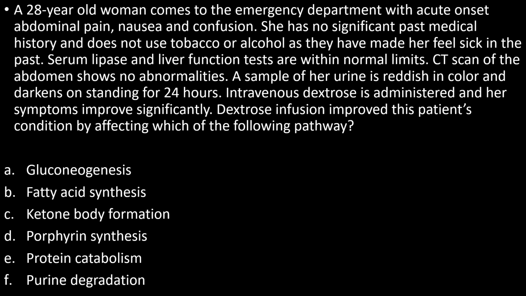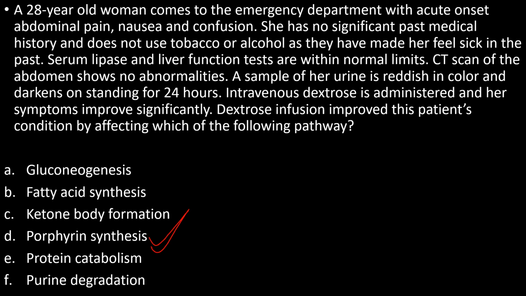ALA synthetase is upregulated by CYP450 inducers, for example most of the anti-epileptics, griseofulvin or rifampin, and downregulated by heme and glucose. As such, avoidance of alcohol, smoking, and other CYP450 inducing drugs is important for preventing acute attacks. Likewise, intravenous heme administration and carbohydrate loading, such as with dextrose infusion, are useful for decreasing the acute symptoms. Thus, the answer to this question is porphyrin synthesis.